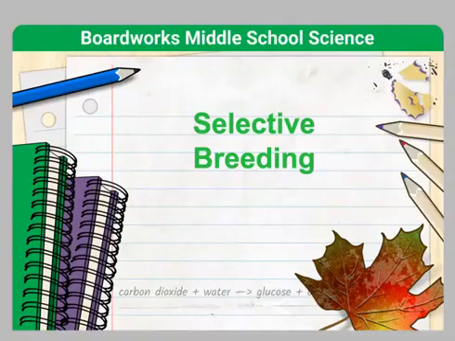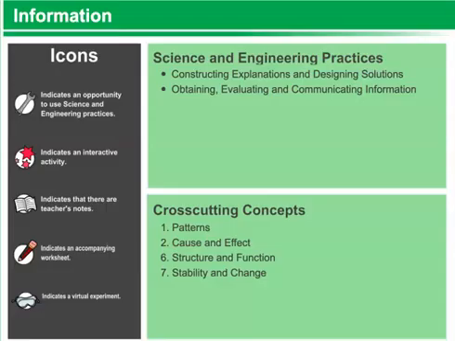Selective breeding. In this lesson, we'll look at the science and engineering practices of constructing explanations and designing solutions, as well as obtaining, evaluating, and communicating information. Our cross-cutting concepts consist of patterns, cause and effect, structure and function, and stability and change.